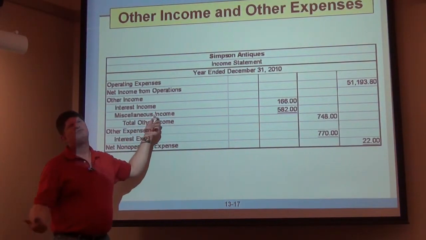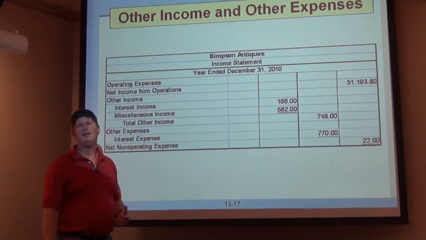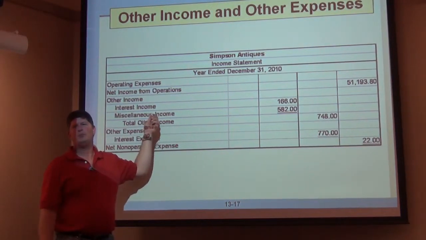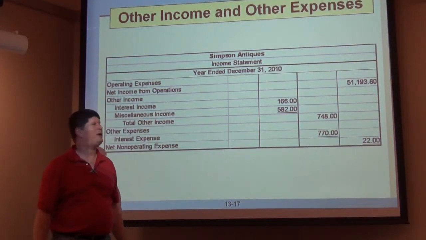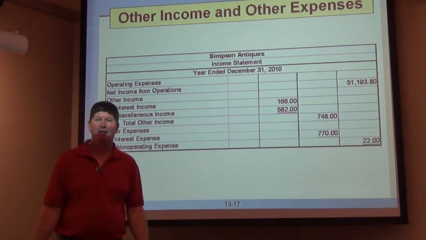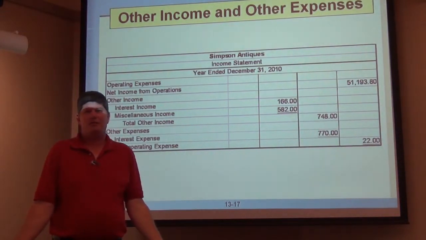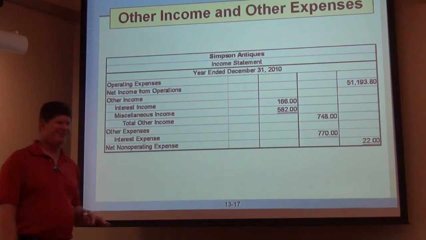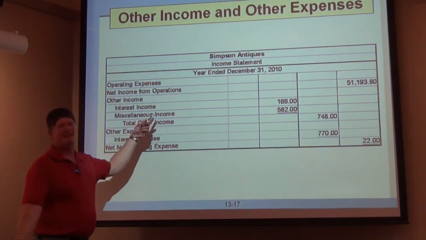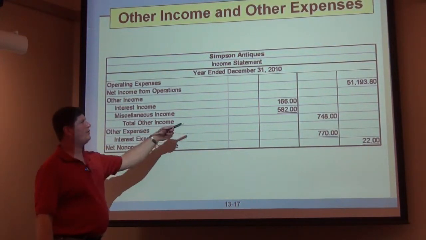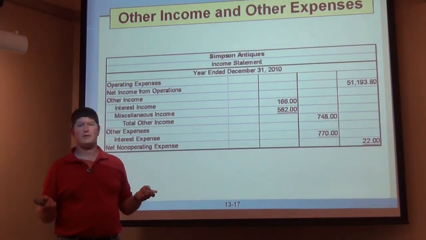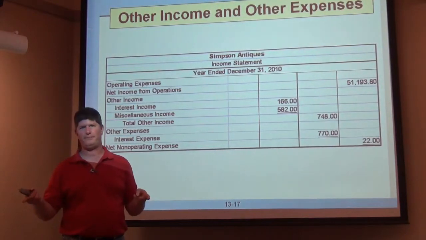Miscellaneous income. I hate miscellaneous because what is it? We sold an old computer that belonged to somebody and they paid us $582 for it, right? It was a fixed asset. We're not in the business of selling computers. In the world of computers, it might be an antique, but it's not the business we're in. So we've got miscellaneous income of $582. Total other income, $784. Notice it's defined as other income because it's not operating income.